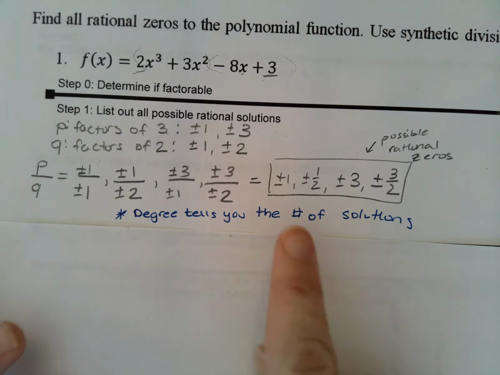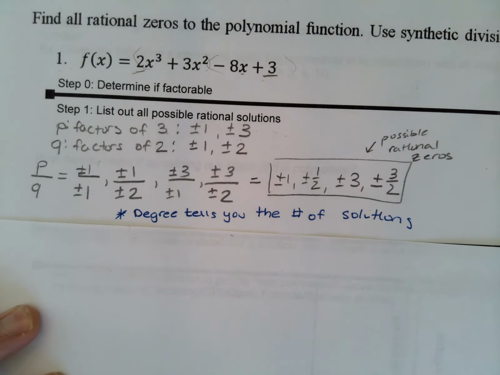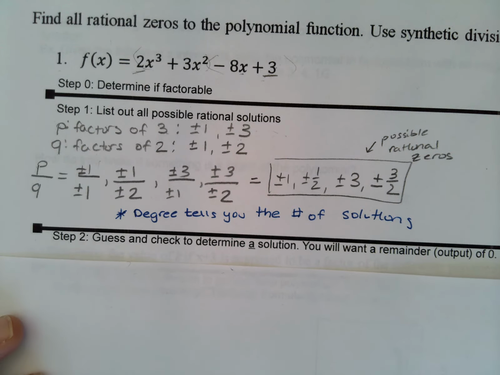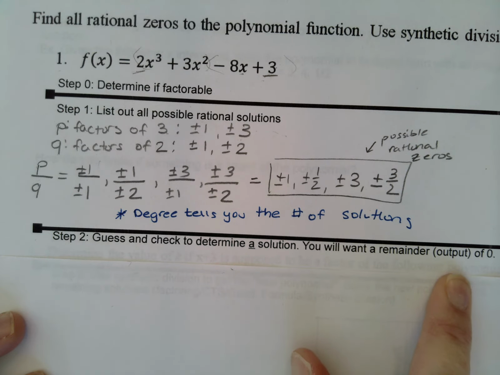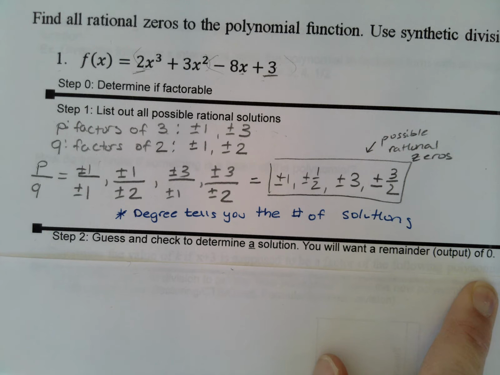So, now that I've got my list, my next step, as I said, is to do guess and check to find a solution. We just need to find one solution that will work, and the way we figure that out is you will want a remainder or an output of 0. So you're physically going to go through and you're going to do synthetic division over and over and over again until you get a remainder of 0.